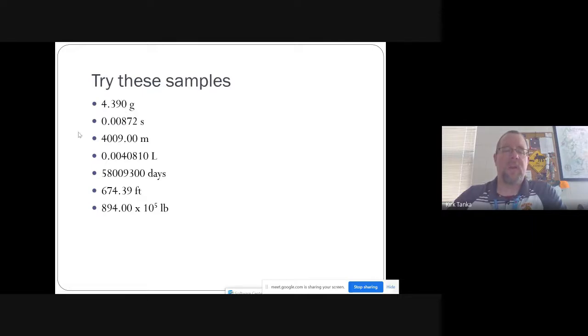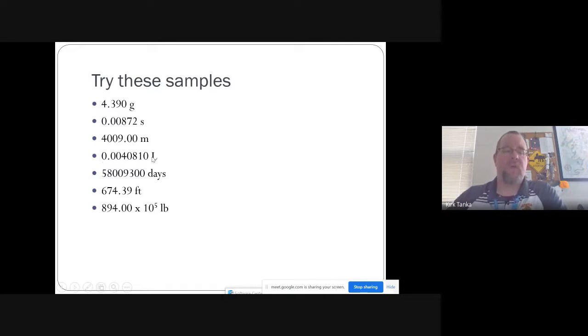The second one, 0.00872 seconds, should have 3. These are leading zeros. They are not significant. This one should have 6. They are all significant. These zeros are significant because they're in between non-zero numbers. And then these are to the right of the number, and there is a decimal point, so they are significant.